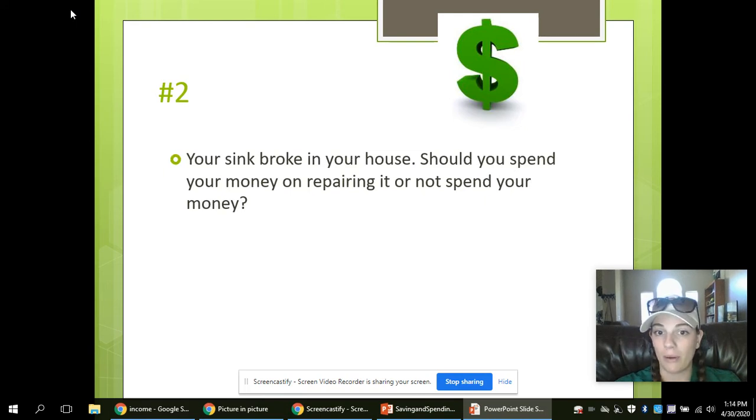Your sink broke in your house. Should you spend your money on repairing it or not spend your money on repairing it? Yes, you should spend your money on repairing it. Your house that you live in is your shelter. If things start breaking, then you won't have a place to live. So if something breaks, you have to repair it. So you should spend your money on things to repair your home.